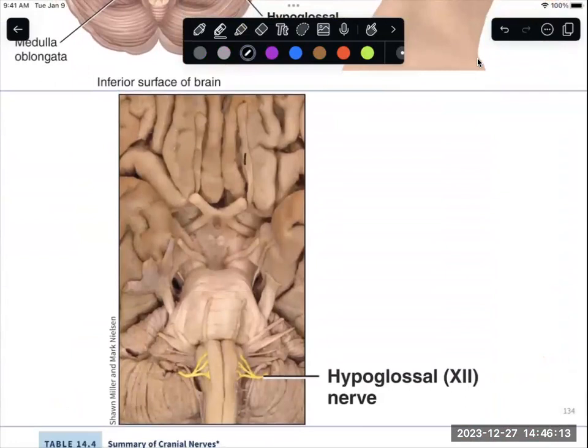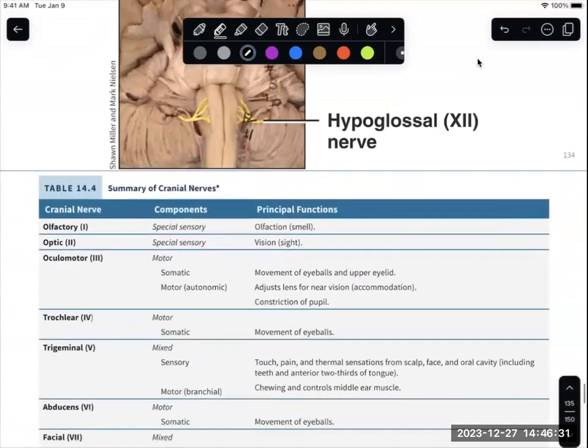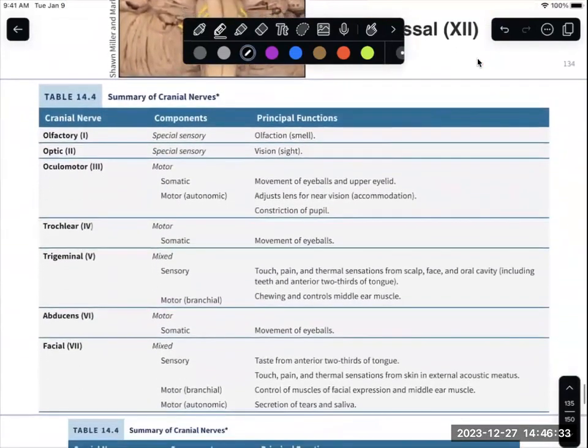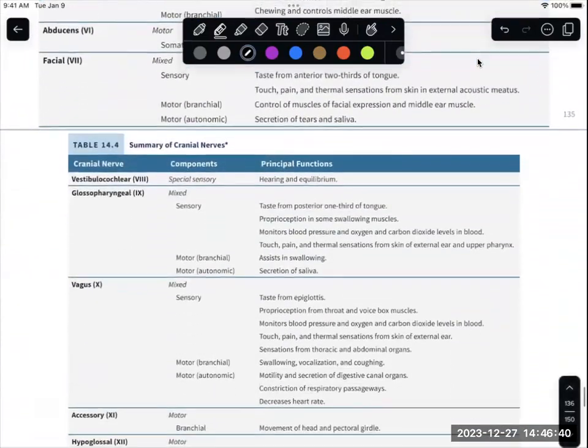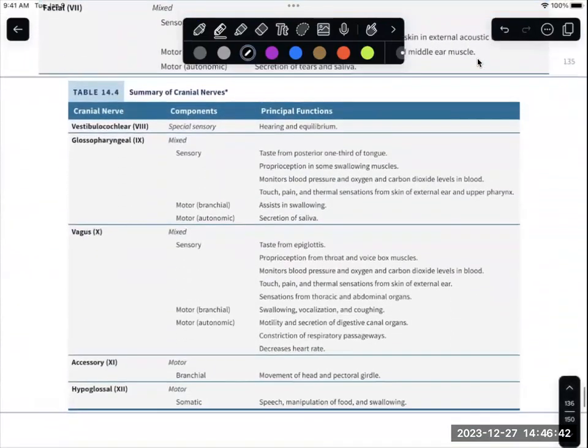We can go through cranial nerve 1, 2, 3, 4, 5, 6, 7, 8, 9, 10, 11, 12. We have all 12 cranial nerves. So this chart from your textbook goes through all of the different cranial nerves and their main function. This goes through the rest of it.